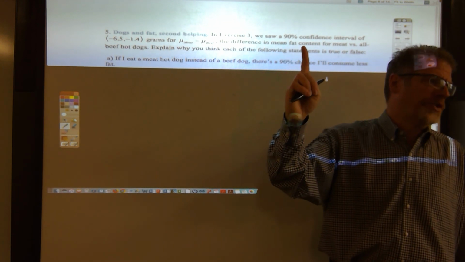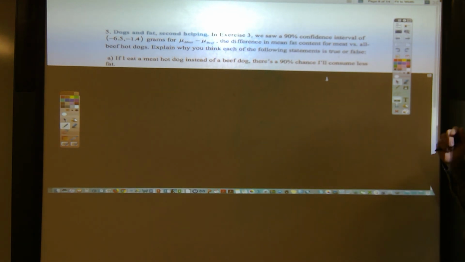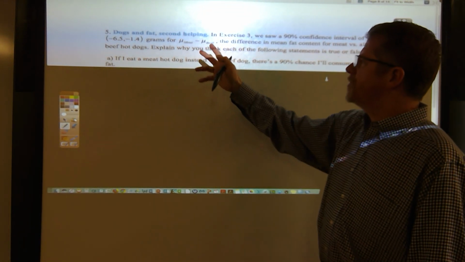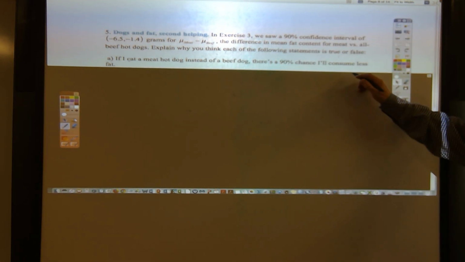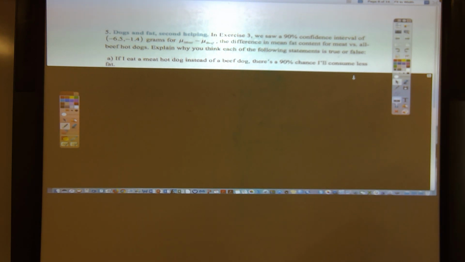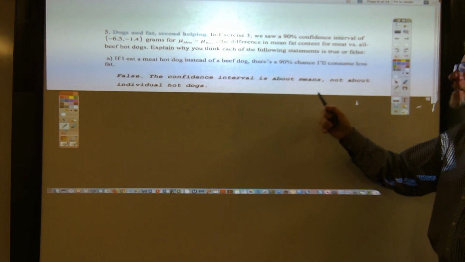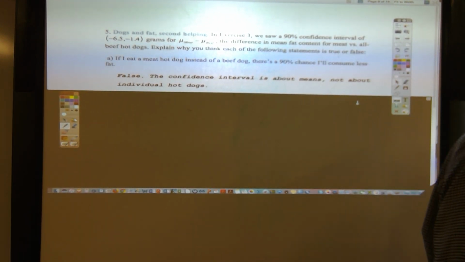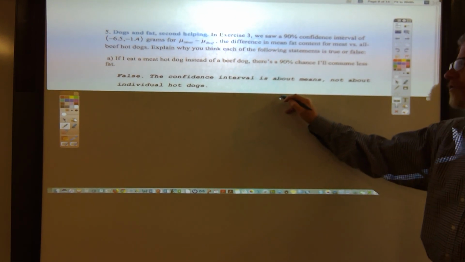Principle number one with interpreting confidence intervals is that individual results may vary. The confidence interval has to do with the difference of means, not with an individual. If I eat a meat hot dog instead of a beef dog, cows, not cats, there's a 90% chance I'll consume less fat. Friends, that's false. The confidence interval is about means, not about individual hot dogs. That's why we need the phrase "on average," not "for every individual."